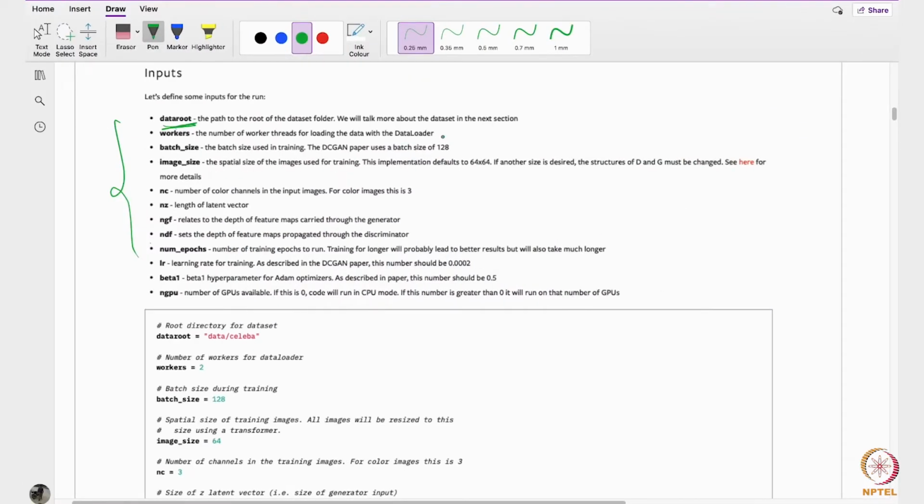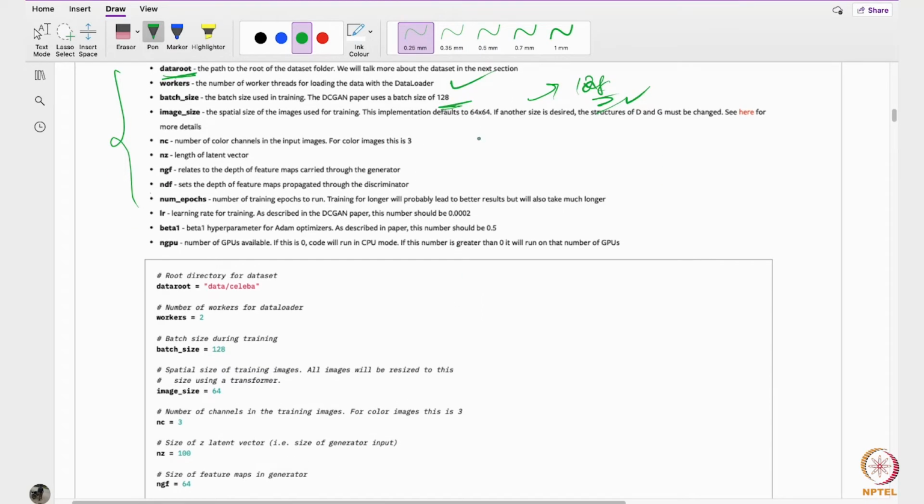Next thing is workers. Next thing is batch size 128. They have taken 128. Later on you can change this one and play around with it, so we call this a hyperparameter. Next thing is image size. For the implementation, they have used 64 by 64. Whatever data you are working on, all the images in this particular dataset have to be resized to 64 by 64 somehow.